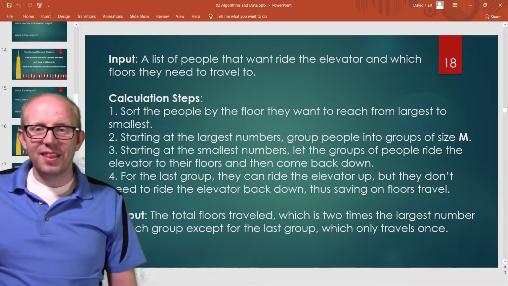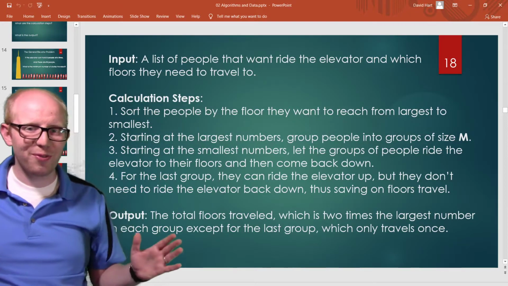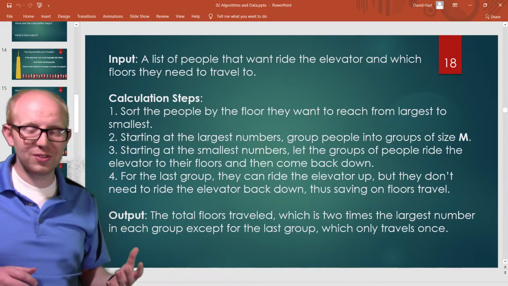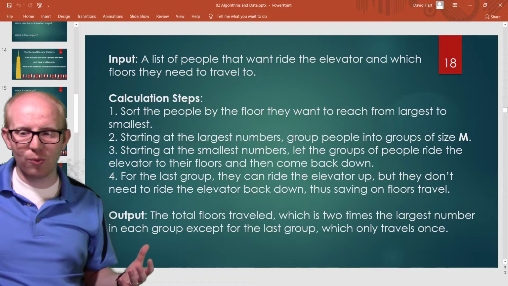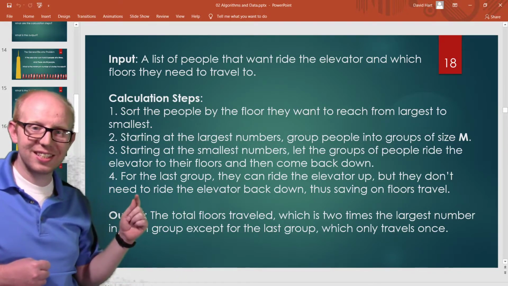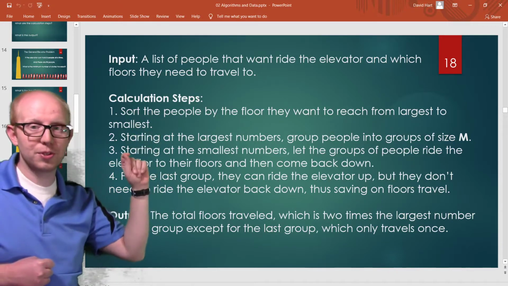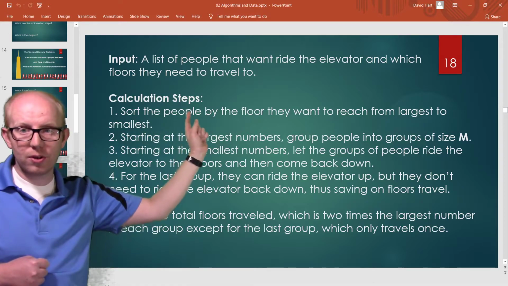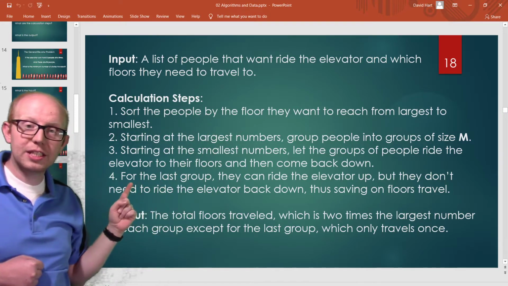So here is an official definition. You do not have to write algorithms like this, but I just want to make sure we're clear on what an algorithm is. It's not a solution to that particular problem. It's this particular description. Okay, so given a list of people that want to ride the elevator and the floors they need to travel, follow these steps.